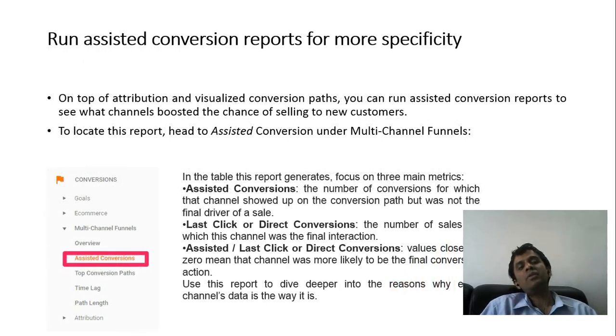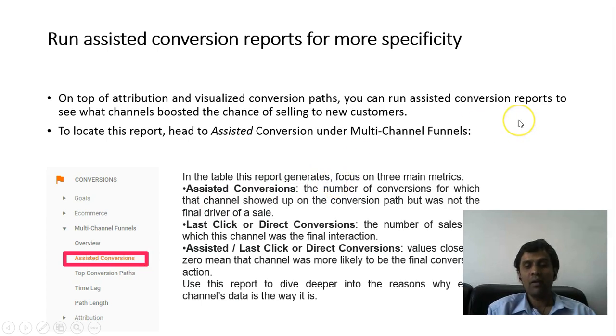Now, you should run the assisted conversion report for more specificity. On top of attribution and visualize conversion path, you can run the assisted conversion report to see what channel can boost the chance of selling to new customers. To locate this report, you have to head over to assisted conversion under the multi-channel funnel.